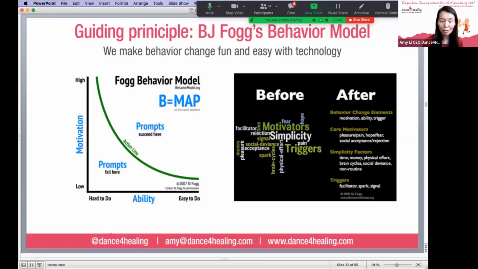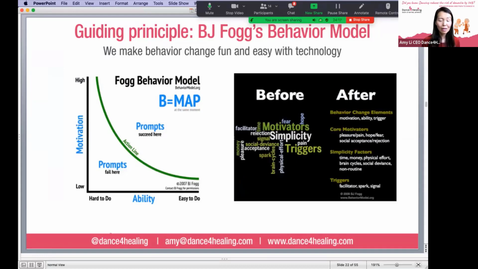I already mentioned a little bit about our behavior design background. This is the Fogg Behavior Model. For any behavior to happen, it requires three components: motivation, ability, and prompt. If any component is missing, behavior change doesn't happen. So BJ Fogg recommends that you do not try to increase somebody's motivation, because that is extremely hard.